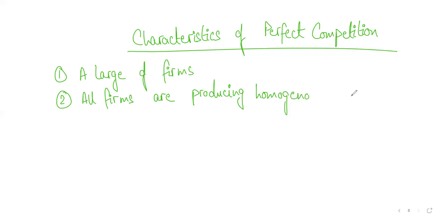Now, what does identical mean? Producing homogeneous products. Identical means exactly the same. What does identical mean? Exactly the same. Similar, very good. Absolutely. Okay. Now, before we move any further, let's talk about this.